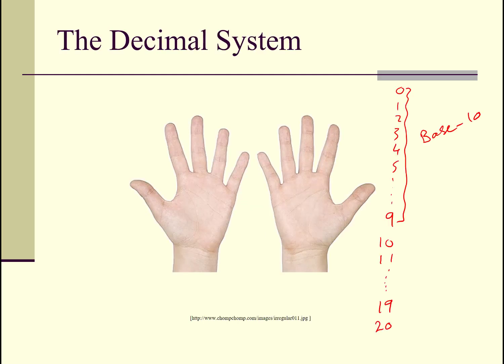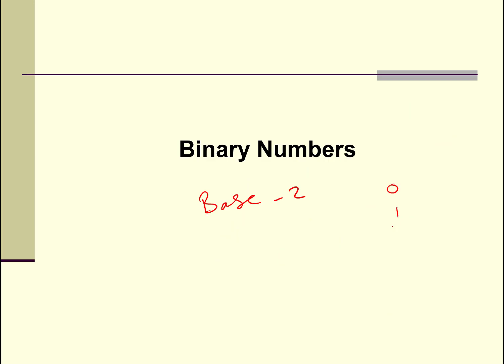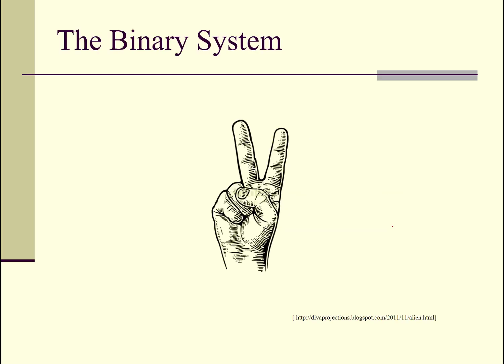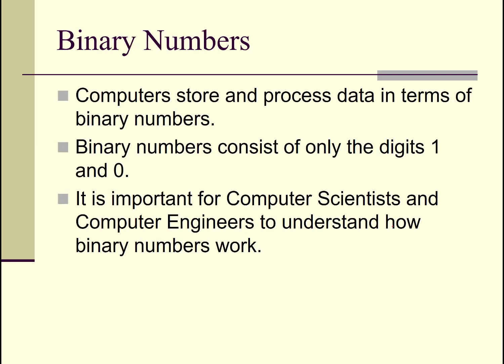Again, if you return to the decimal system, we are reusing 0 to 9. But in the binary system, we are reusing 0 and 1 only, and that's it. So let's try to see how the binary numbering system works. As you can see, we have two options only, 0 and 1, and that's it, right?